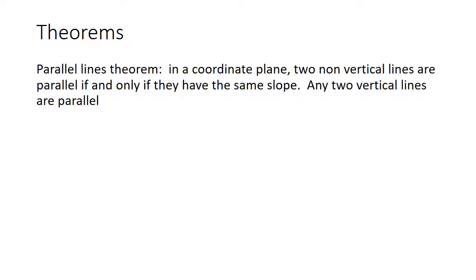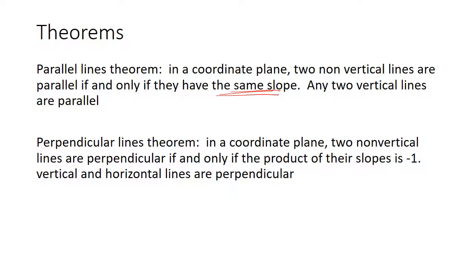So there's a couple theorems that go with that. Parallel lines: in a coordinate plane, two non-vertical lines are parallel if and only if they have the same slope. So that's how you know that two lines are parallel, that they have the same slope. Any two vertical lines are parallel.